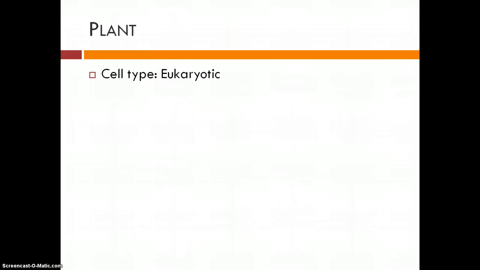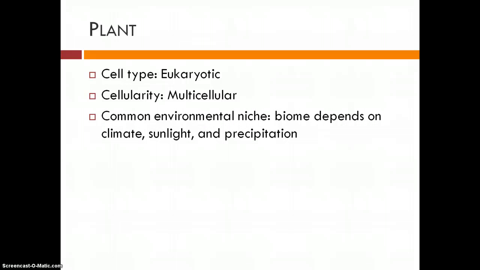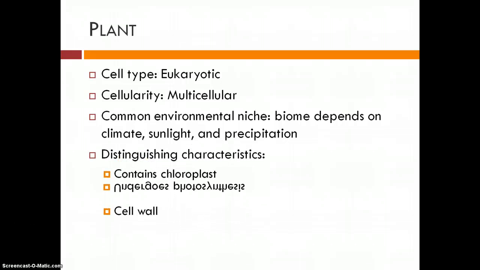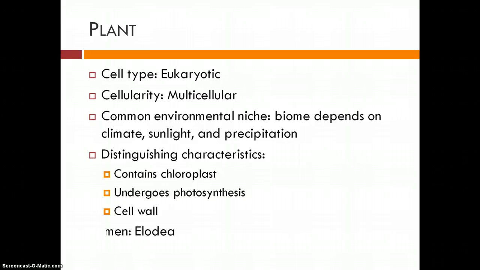As we know, plants are eukaryotic, multicellular, and have a biome depending on certain characteristics. Plants contain chloroplast, which is essential to the process of photosynthesis. Photosynthesis is what allows plants to acquire energy from the sun. Plants also have cell walls. The specimen we have examined is Elodea.